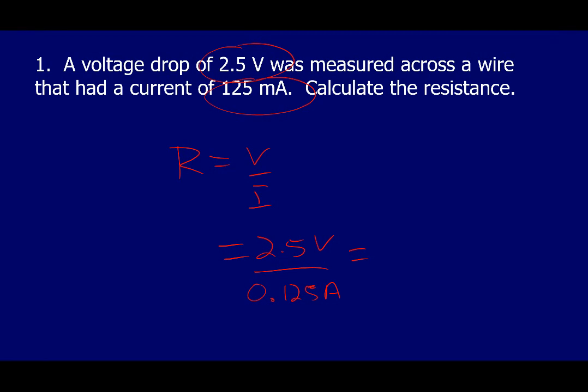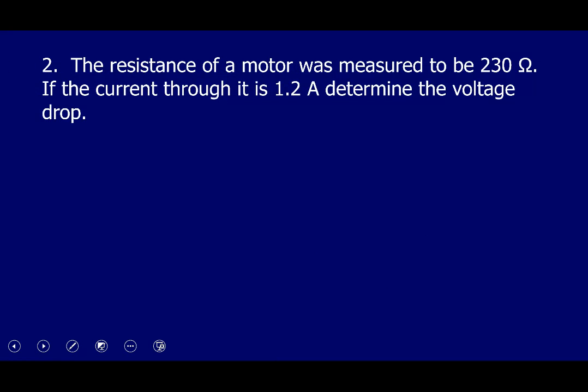And I will type that in right now. 2.5 divided by 0.125 equals 20 ohms. Not my best ohm symbol, but it'll do. That's about the difficulty level you're looking at for this. It's something that's covered in grade 9. I cover it in pretty much the same way, same difficulty level with grade 9s.